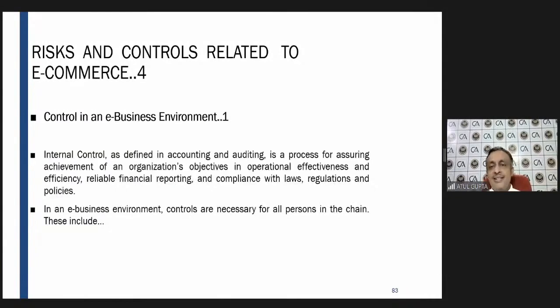Now, controls. Because there is a risk, there has to be controls. So, internal controls, we all know, we have talked about it, PDC, preventive, detective, corrective. So, I'm not talking about that. Internal controls, as defined in accounting and auditing, is the process for assuring achievement of an organization's objective aim, operational effectiveness and efficiency, reliable financial reporting, compliance with laws, regulations, and policies. In an e-business environment, controls are necessary for all persons in charge. Very, very important. This is going to be a very important discussion. Please keep your mind on this.